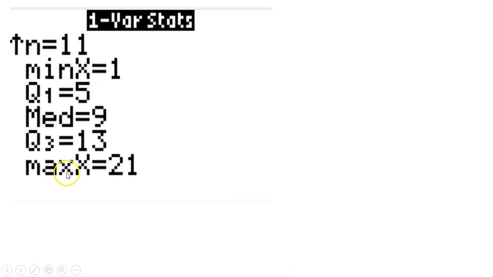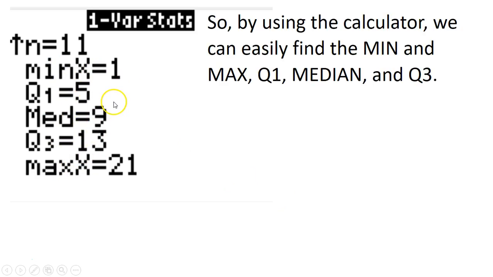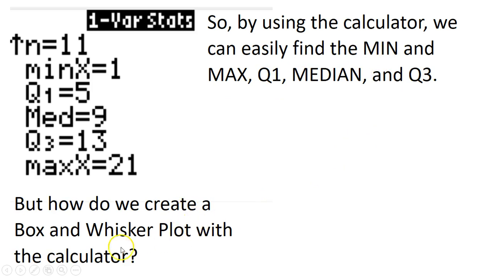And we have everything. Now I need everything down here because I'm looking for my min, my max, and my quartiles. It's all listed. Your 5-number summary is listed in a row. So it's this easy. By using the calculator, we can easily find the min, max, quartile 1, the median, quartile 3. It's all there. But how do we create a box and whisker plot with the calculator? How do I take all that data and put it together?